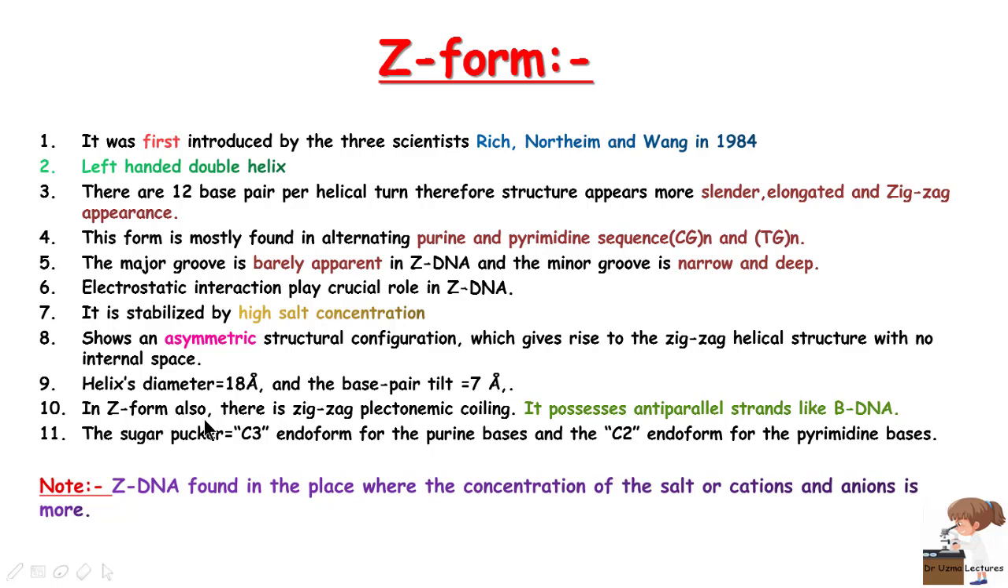In the Z form also there is a zigzag plectonemic coiling. It possesses an anti-parallel structure like the B-DNA, and it has a sugar pucker at C3 endo form for the purine base and C2 endo form for the pyrimidine. The Z form is mainly found in a place where the concentration of salt, or we can say the concentration of cation and anion, is more.